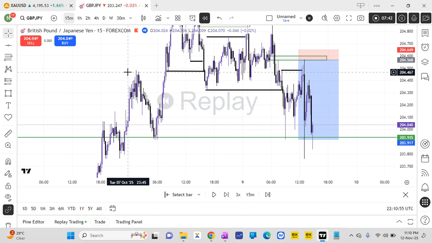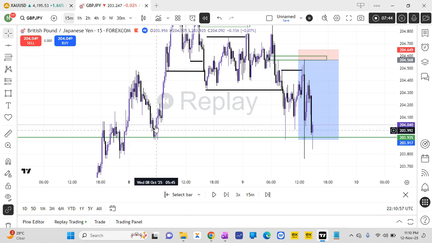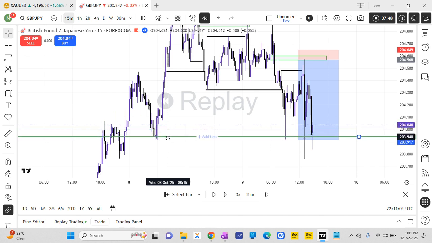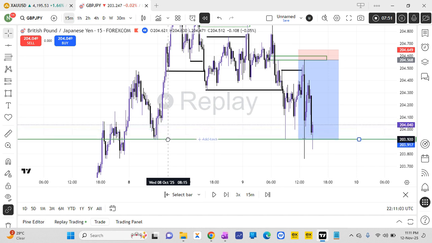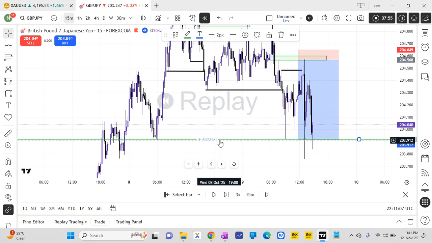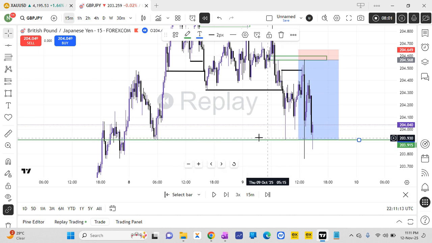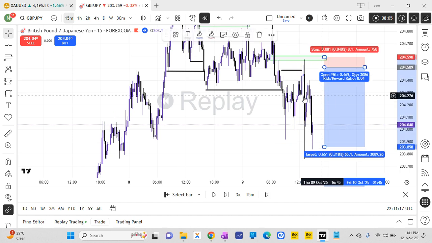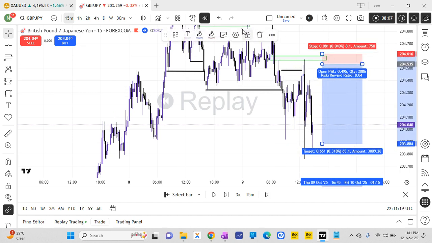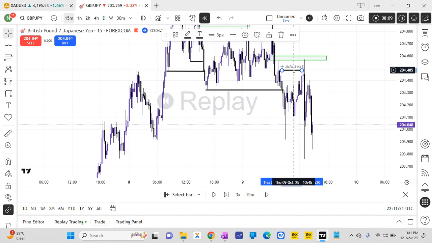But this is a double breaker structure. This is the shift inducement. Market has already mitigated this that sent it upwards. So this is what I would have targeted: the low, the nearest drawn liquidity. This is 8R. Okay.